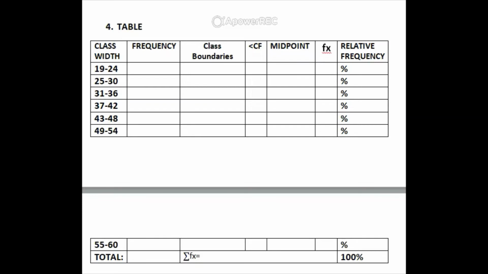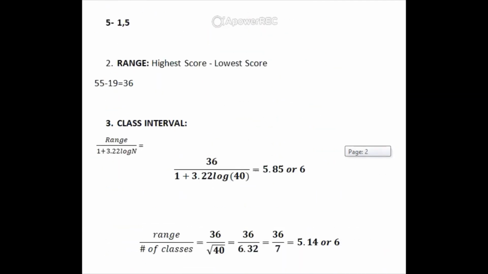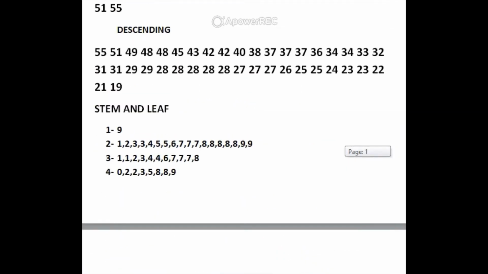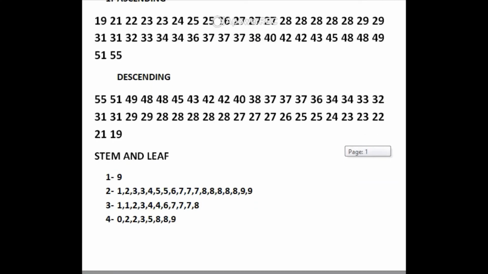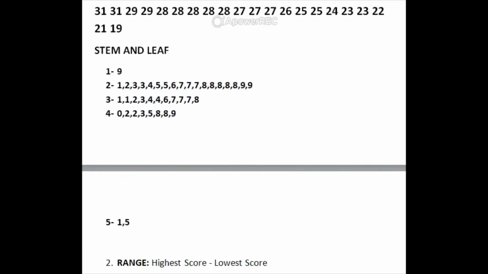Pagkatapos nating makumpleto ang lahat ng nasa class width, bilangin naman natin ang frequency. Ano ba yung frequency? Frequency ay yung bilang ng mga data na nasa range sa bawat row. So, bibilangin natin yung data na nakalagay sa ating given starting from 19 going to 24. At iyon ang magiging frequency natin. So, kailangan nating balikan ang ating given set of data para mabilang kung ilan ang frequency starting from 19 going to 24.